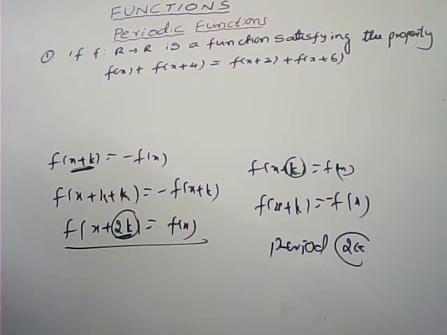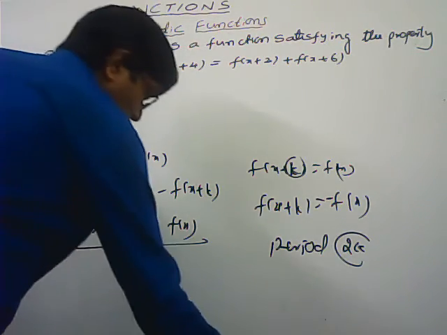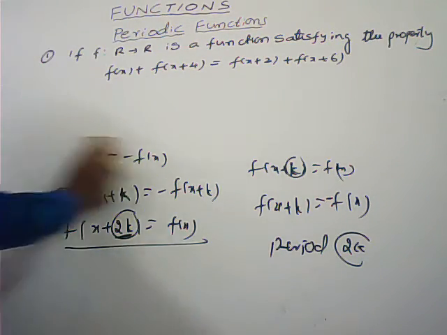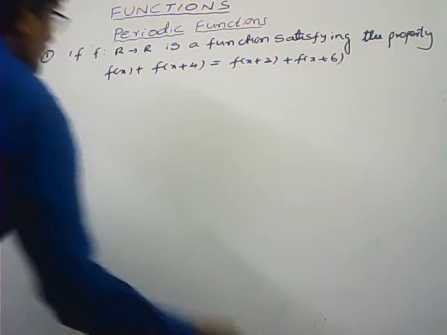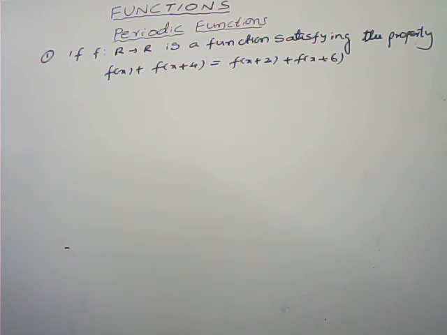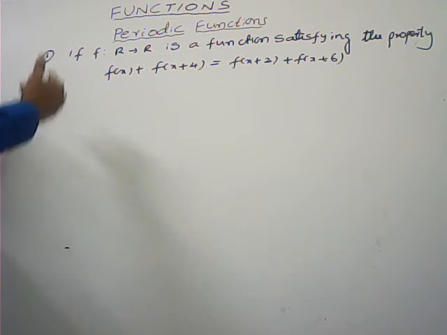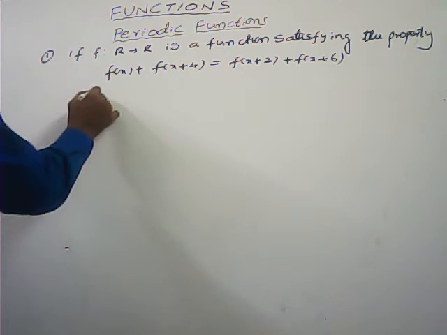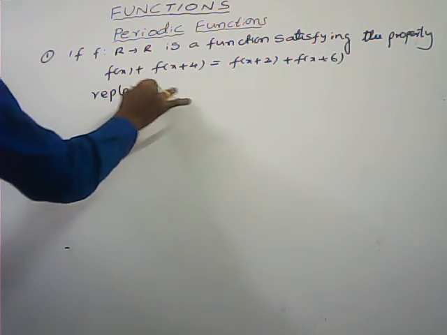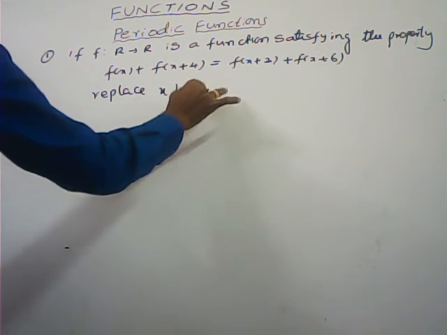Now here you can see, what I am saying, there is no particular method, but replacing x by x plus 1 or x plus 2, like that, the resulting relation should contain at least one term from the original equation. For example, by solving here, we can discuss 10 or 12 questions of the same model, then we can get an idea also. Here I am replacing x by x plus 2.